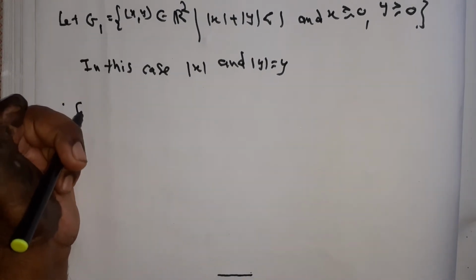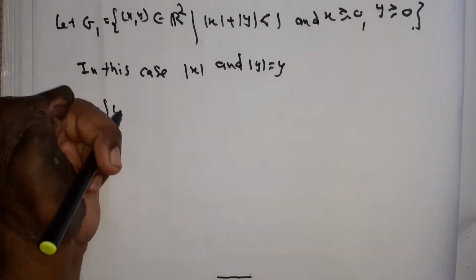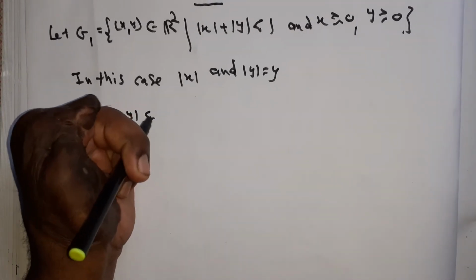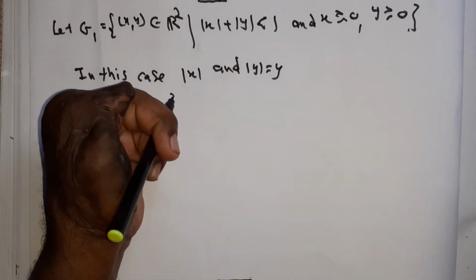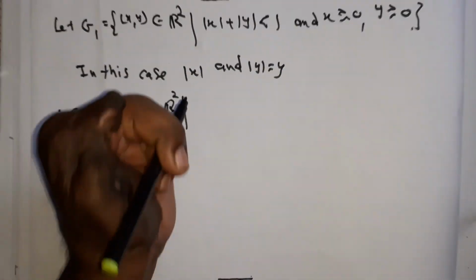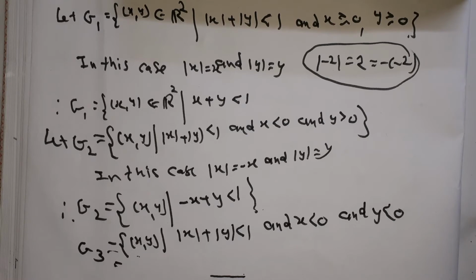Therefore, G1 is the set of x comma y belong to R2 such that mod of x plus mod of y is less than 1 and x is greater than or equal to 0, y is greater than or equal to 0.